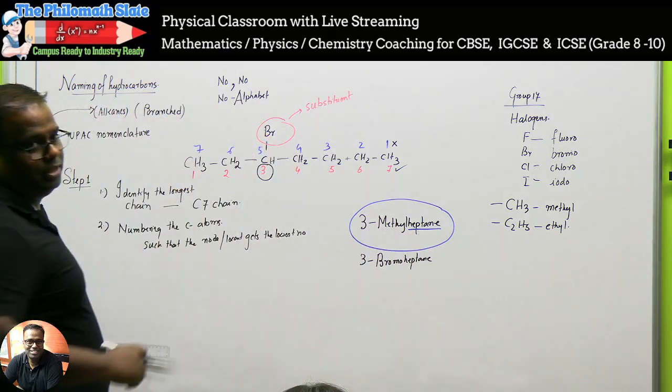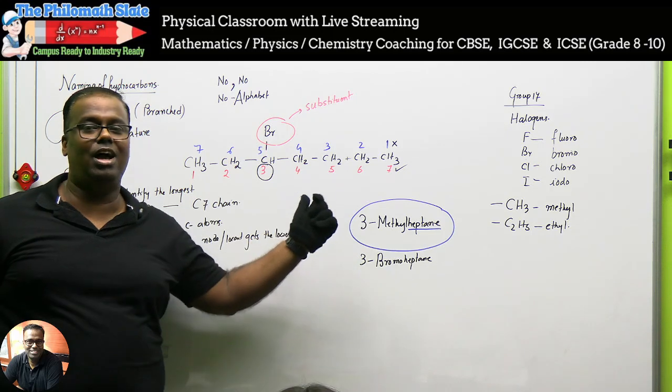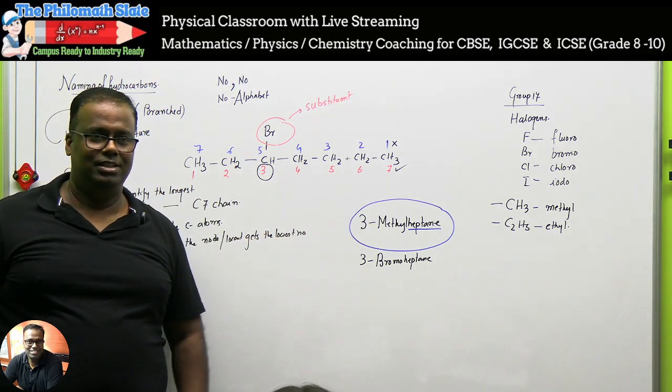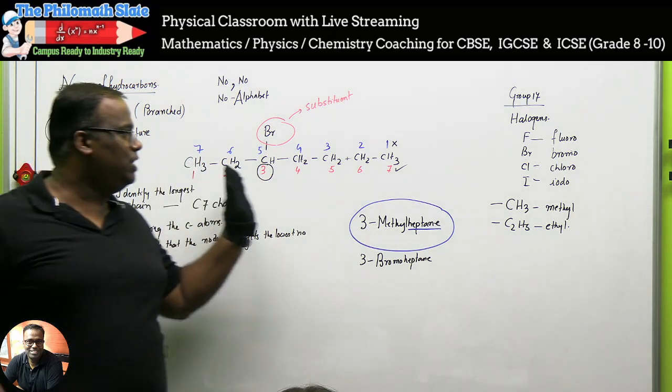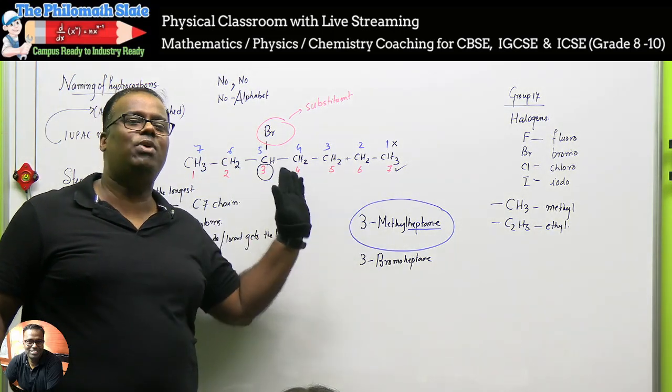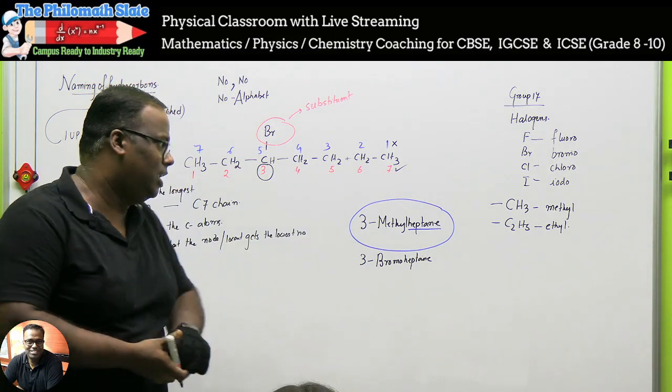क्लोरीन होता तो क्या लिखते हैं? 3 chloroheptane. बस लाइन में आ रहे हो. 3 iodoheptane. ठीक है? So tell me one thing, touch your heart. If it is one chain and only one substituent, will you be able to name it? Now, okay, let me see.